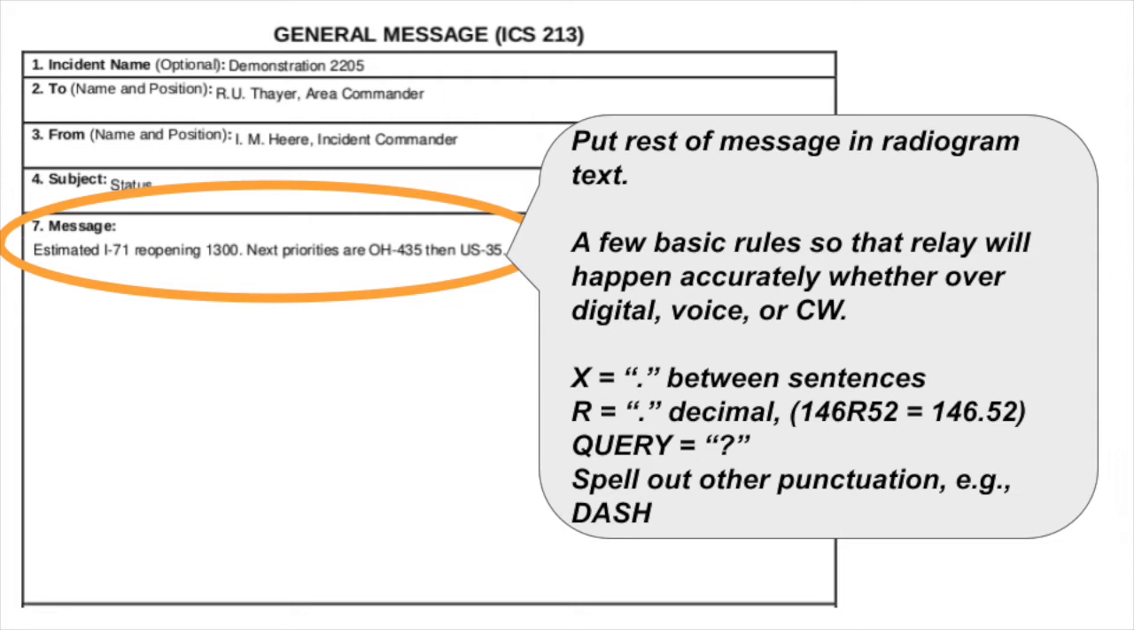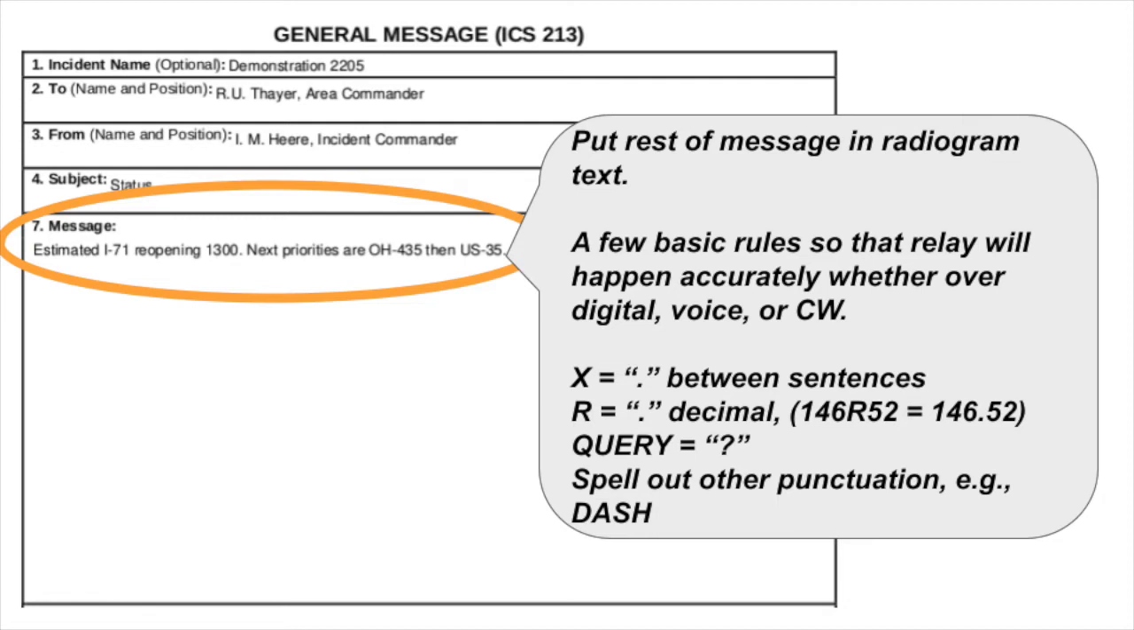The letter X, initial X-ray, is used the way that a period as a full stop is used to break thoughts, separating sentences. The letter R, initial Romeo, is used as a decimal point. So 146.52 is written 146 Romeo 52.